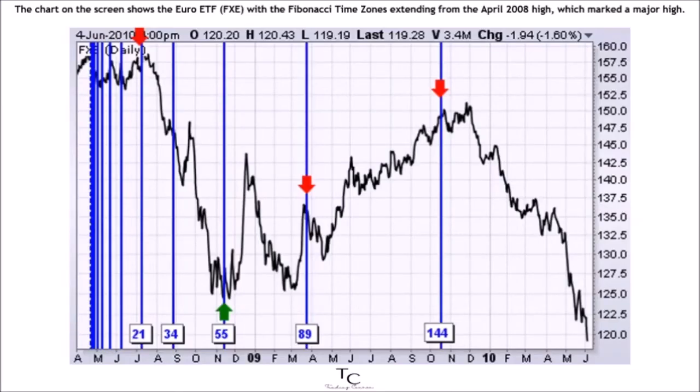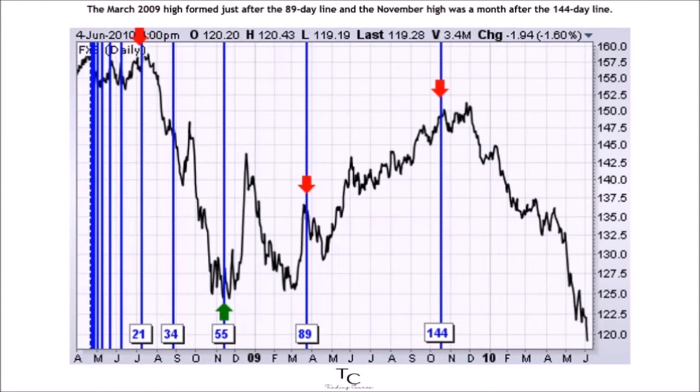The chart on the screen shows the Euro ETF, FXE, with the Fibonacci time zones extending from the April 2008 high, which marked a major high. The 8th Fibonacci time zone, which is 21 days, marked a top in July. The 34-day line did not mark anything significant, and the 55-day line marked a significant low.